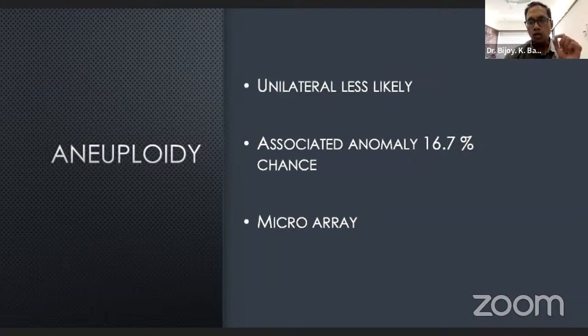But if it is non-isolated, which means there are other findings on ultrasound, then there is a 16.7% chance that there could be aneuploidy, and therefore invasive testing is warranted. But otherwise, unilateral MCDKs have an excellent outcome.